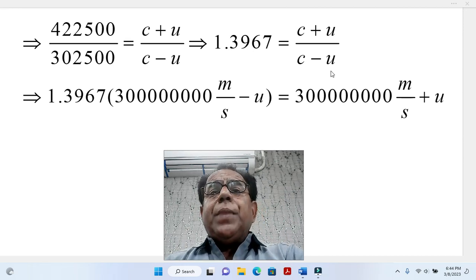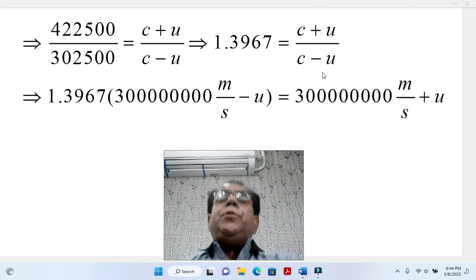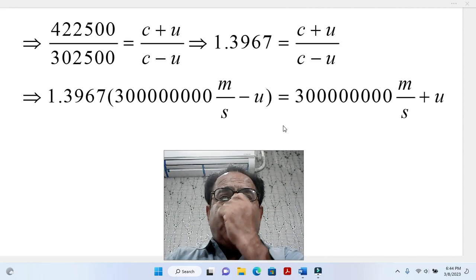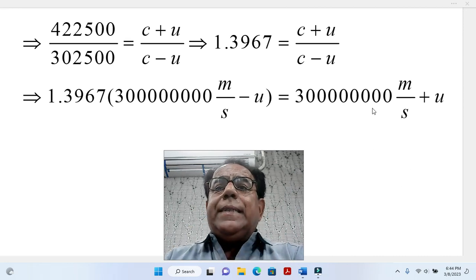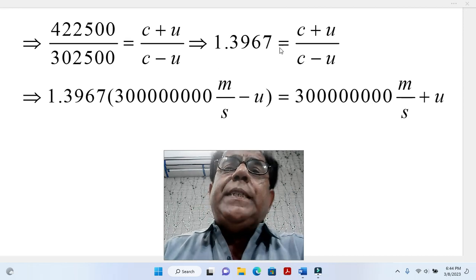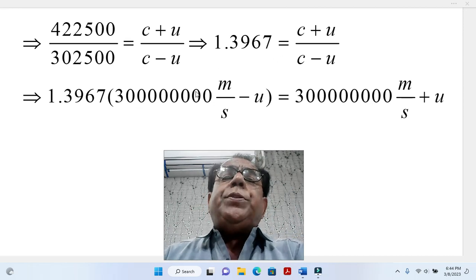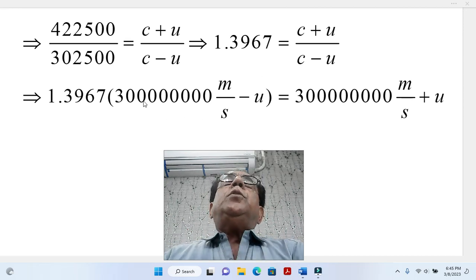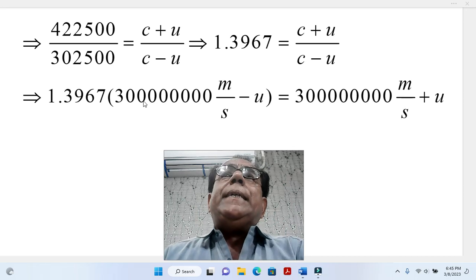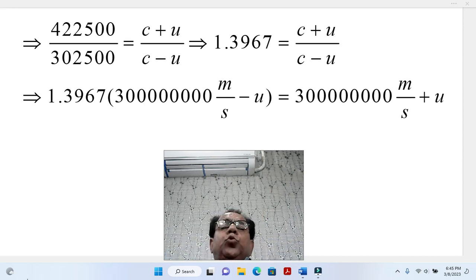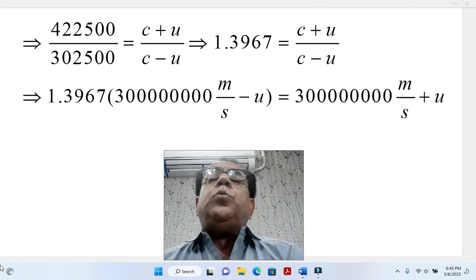We have shifted c minus u on the other side of the equation. This is c minus u, and on the right hand side this is c plus u. Moreover, in place of c, the speed of light, we have used its value. The speed of light has the value 2.998 into 10 raised to the power 8 meter per second, but we usually take it as 3.0 into 10 raised to the power 8 meter per second.